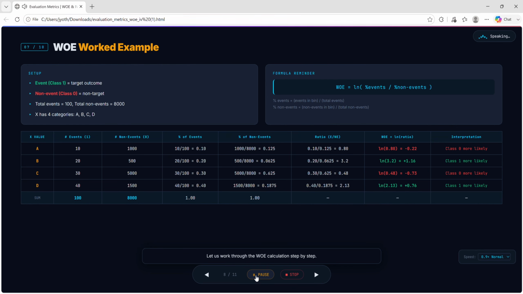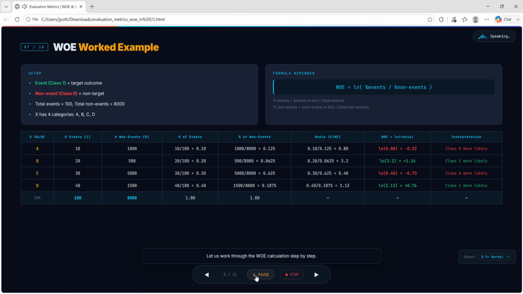For category B, 20 events is 20%. 500 non-events is only 6.25%. WOE for B equals ln of 3.2 equals positive 1.16. Strong predictor for class 1. For category C, 30 events is 30%. 5,000 non-events is 62.5%. WOE equals ln of 0.48 equals negative 0.73.